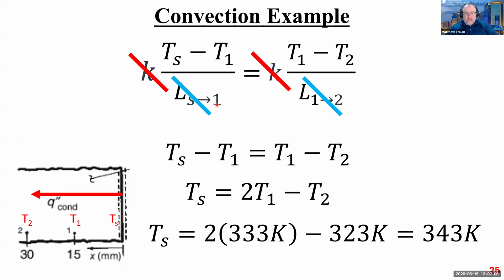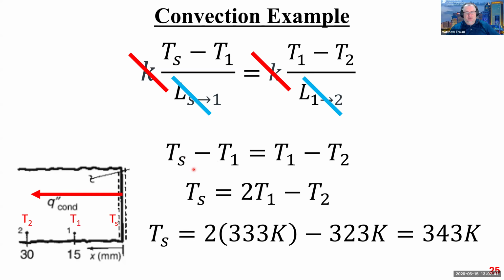It just so happens that the distance from the surface to the first thermocouple is 15 millimeters, and 30 minus 15, the distance from the first thermocouple to the second thermocouple, is also 15 millimeters. So those two cancel each other. Not always true. I could have set up this problem where T1 was moved, say 5 millimeters this way, in which case these would not cancel, but it just worked out that they did. If they didn't cancel, it's fine. You could solve the problem anyway, you know what the values are, but they canceled, so that's nice.